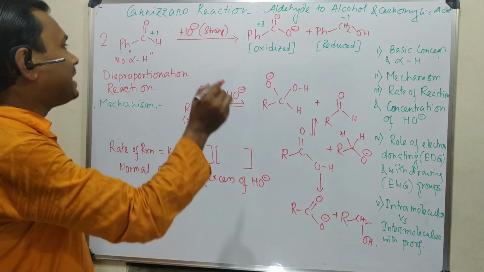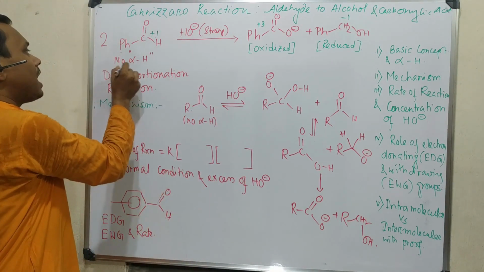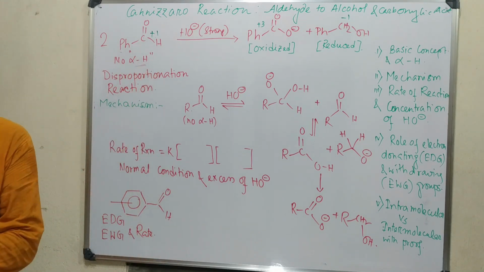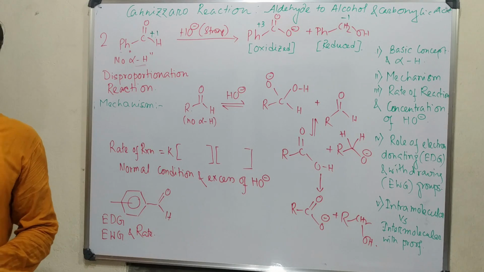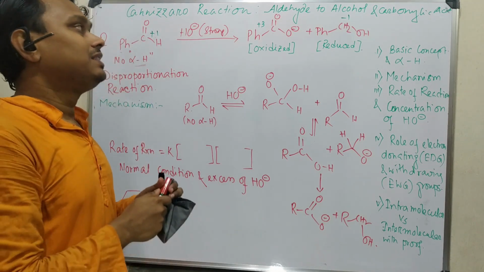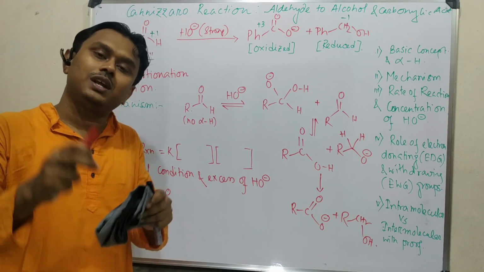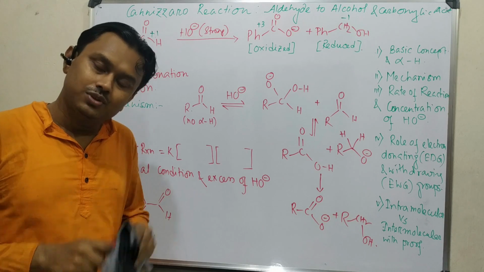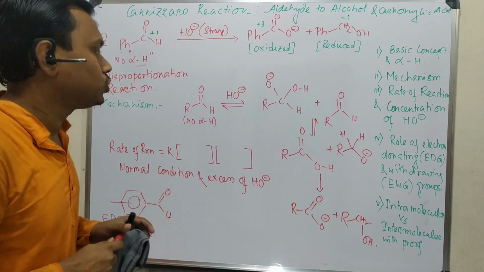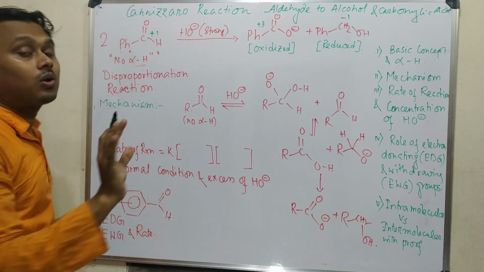Fine. Another most important thing is that it should not have any alpha hydrogen. Question: why? What will be the problem if we have any alpha hydrogen? The problem is that if we have alpha hydrogen, there is a chance of aldol condensation. I have explained aldol condensation and its mechanism in 2 separate videos that I uploaded. Please watch them, it will be helpful. So no alpha hydrogen means avoiding aldol condensation.